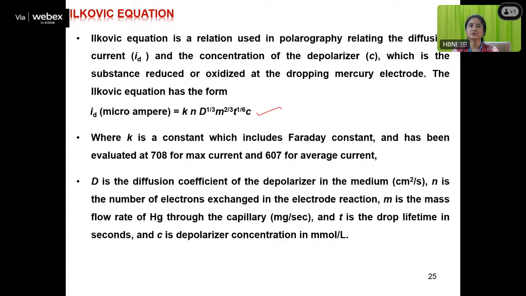Now D is the diffusion coefficient of the depolarizer in the medium. N is the number of electrons exchanged in the electrode reaction. M is the mass flow rate of mercury through the capillary, that is milligram per second, and T is the drop lifetime in seconds, and C is the depolarizer concentration in millimole, which you want to determine.